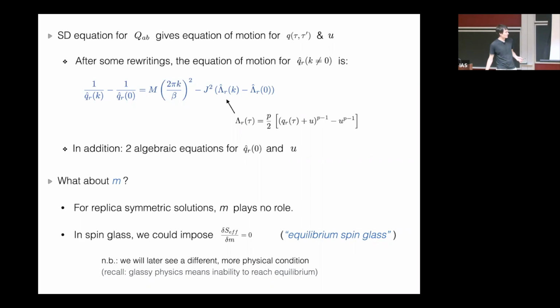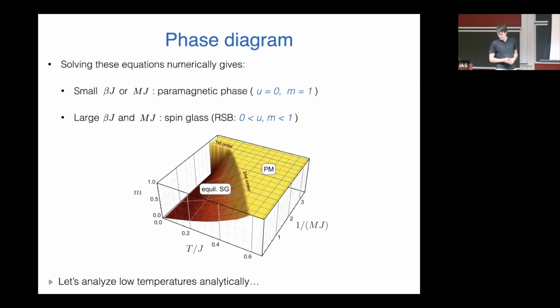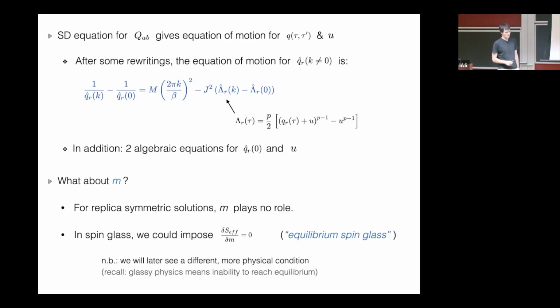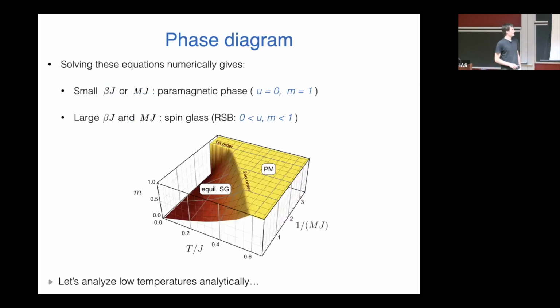So I'll get back to this issue about m in a few minutes. But for now, you can just take these equations and solve them on the computer to figure out where this transition happens. Well, first of all, that it happens, and then where it happens. And you'll find some phase diagram that looks like this. This is a phase diagram where I also plotted the value of this m, which you can now see takes a value between 0 and 1 after the analytic continuation.